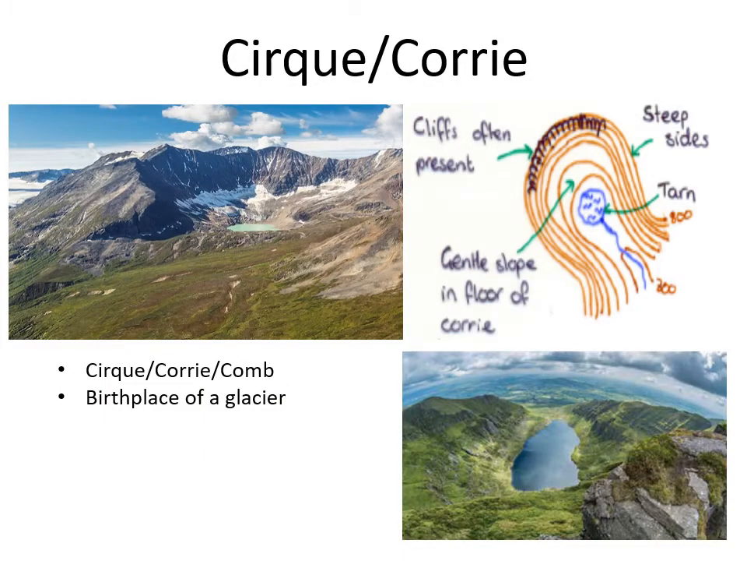Next up, we have your cirque or corrie. Cirque, corrie, coombe, all the same name for the same feature. Basically, it's the birthplace or the beginning point of the glacier. Snow accumulates here, compacts, gets squashed and moves down slope under its own weight. We see a lot of these in the south and southwest of Ireland.